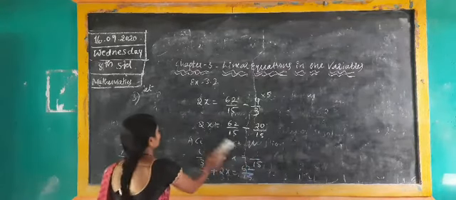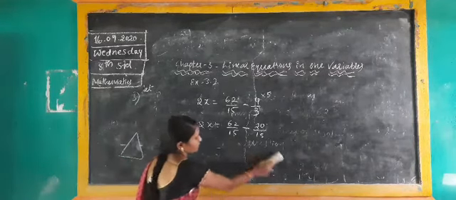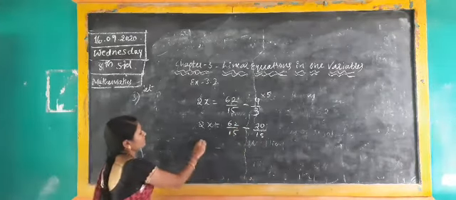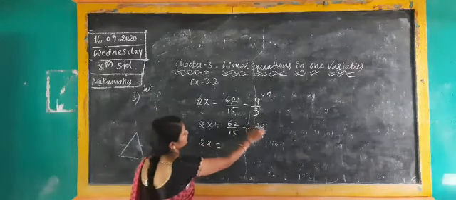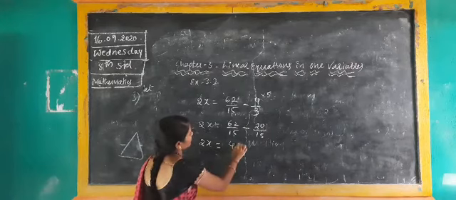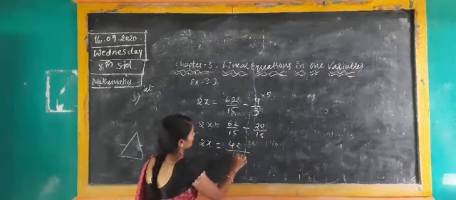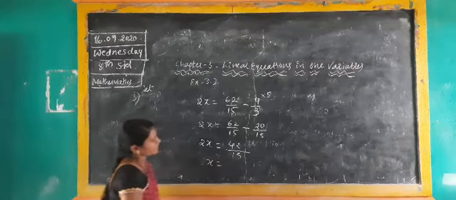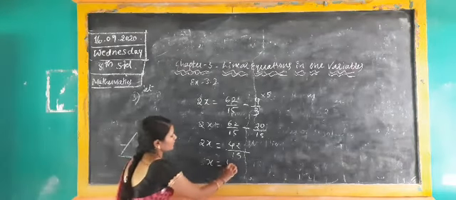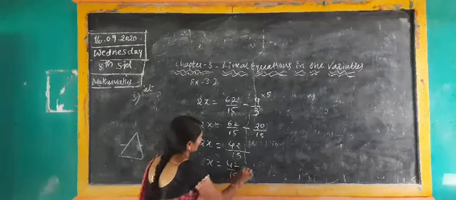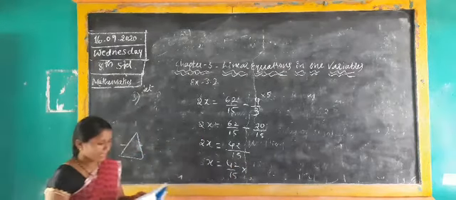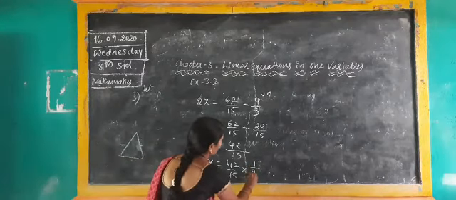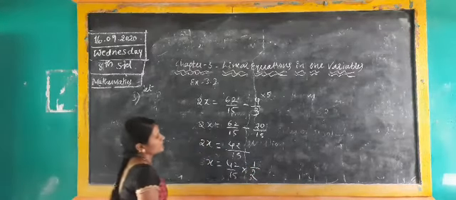Next, what is there? If the denominator is the same, you add or subtract the numerators. Here subtract. Means 62 minus 20, how much? 42 divided by 15. Here x is equal to, if you are cancelling, do it directly, otherwise write down 42 by 15 into 1 by 2, because the 2 is multiplying on the other side, it will be 1 by 2. Means x value, how much?